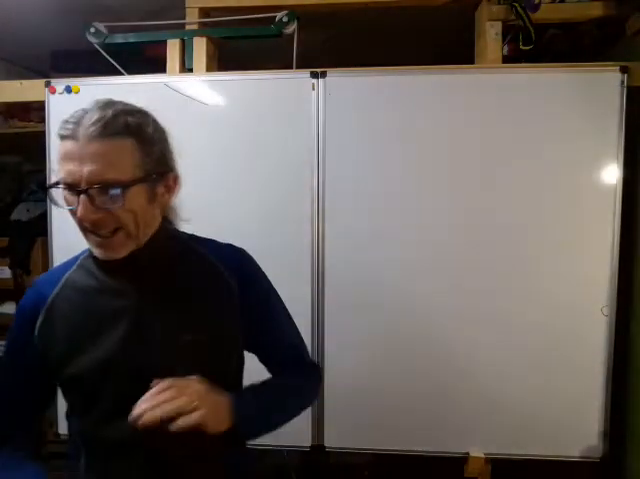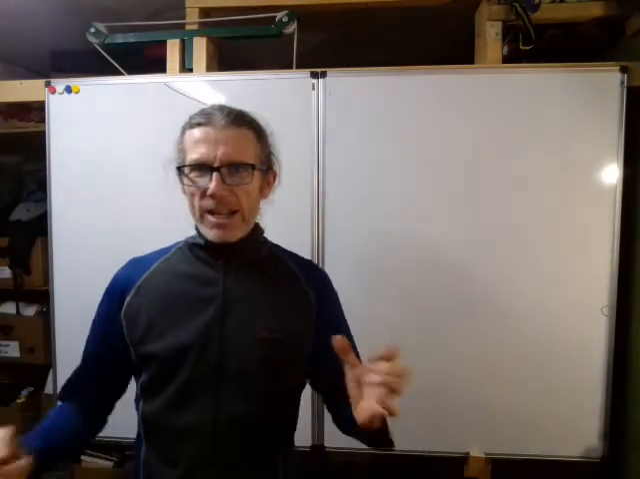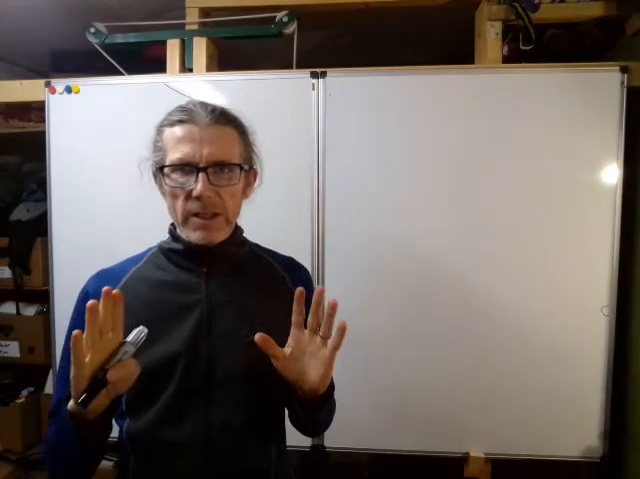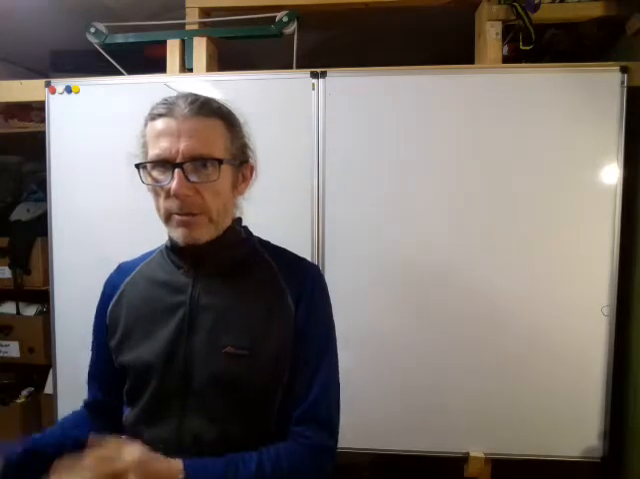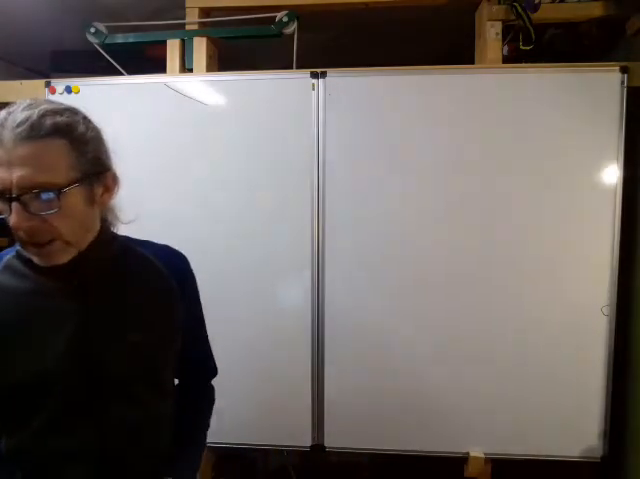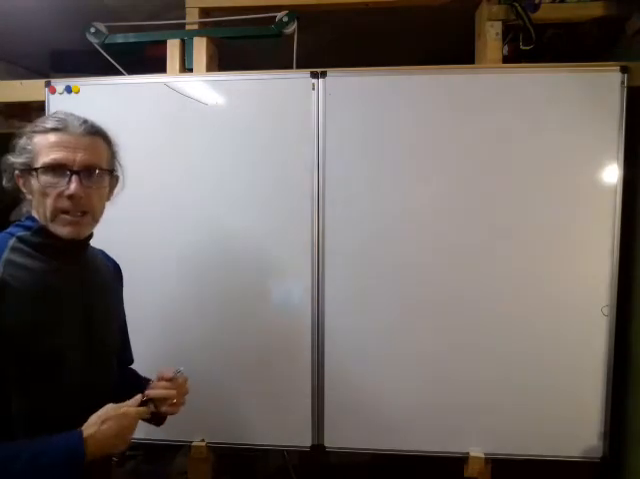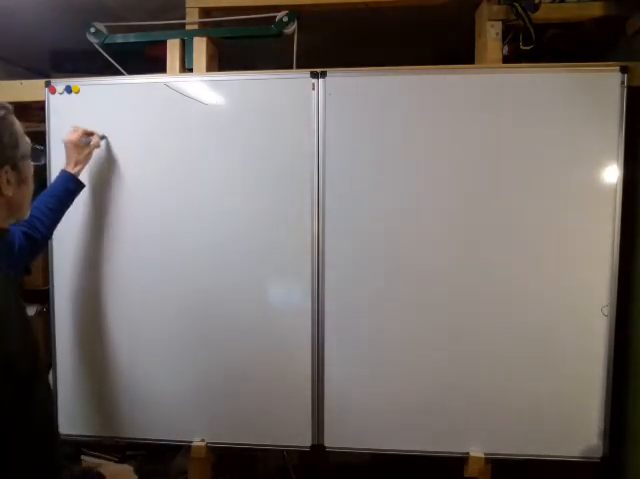Okie doke, it's time for neoclassical growth models, which means in this case the Solow model and then the Ramsey model. So, what does the production function look like in a neoclassical growth model? It looks like this.